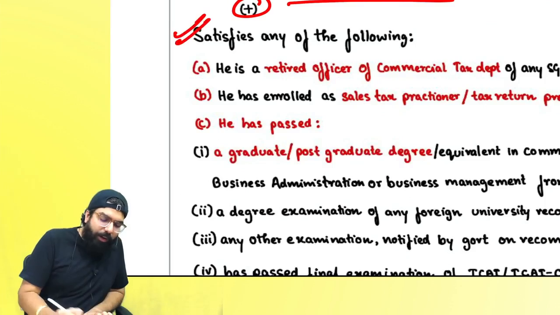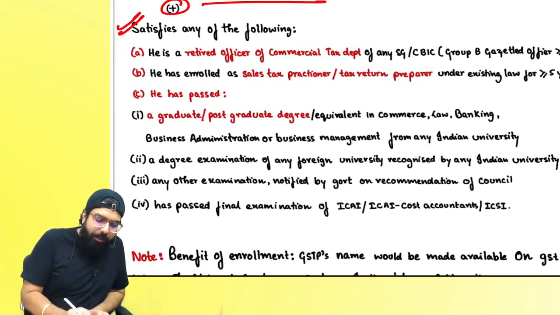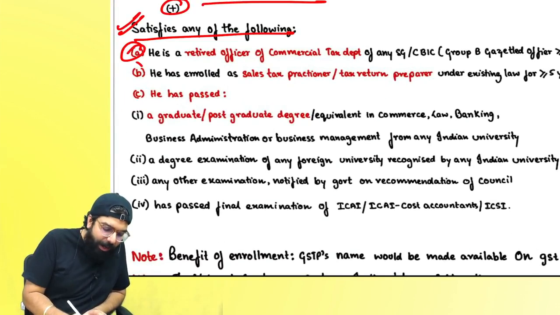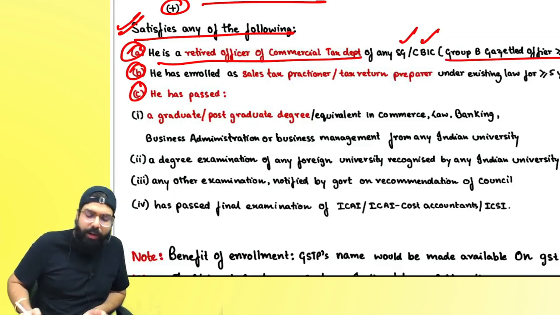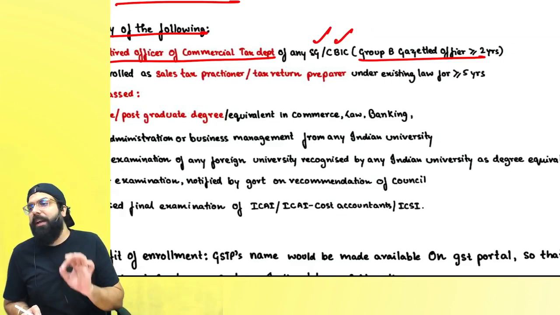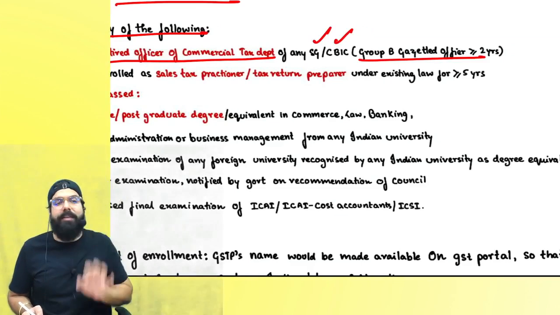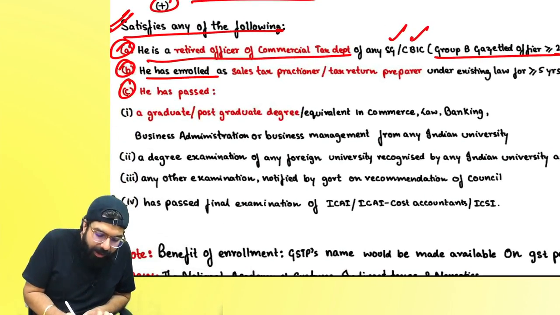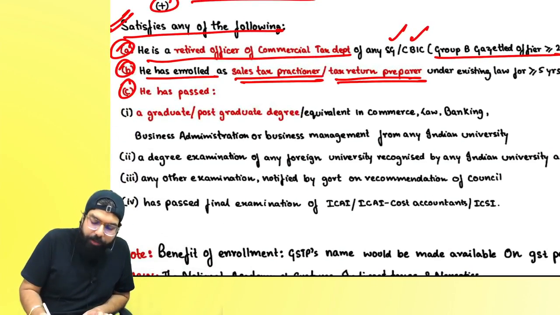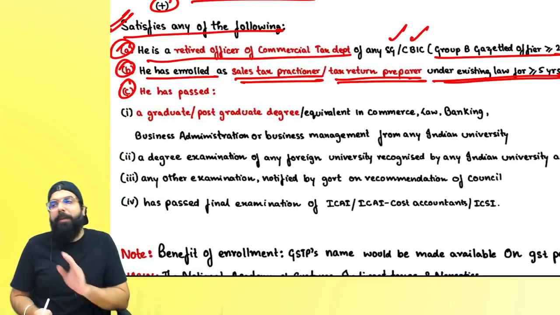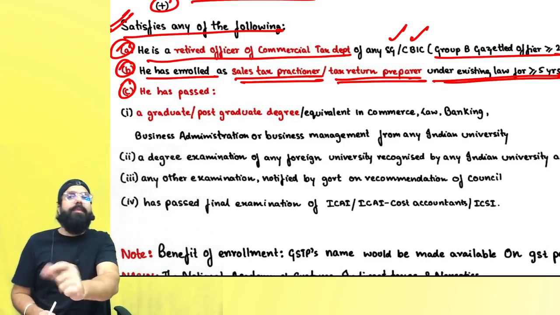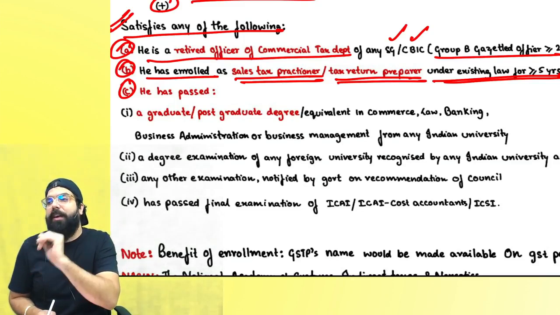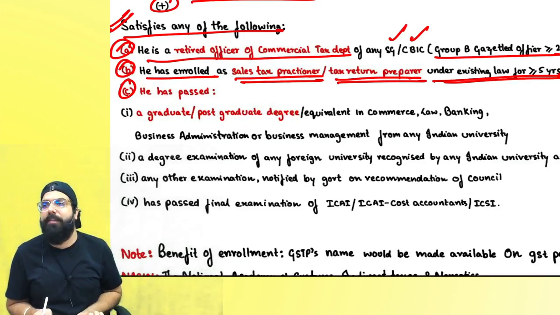Then it is educational or experience which he is required. Sir, if he satisfies any one of the following, A, B or C. A says if he is a retired commercial tax department officer under any state government or CBIC where he was working as a gazetted B officer for greater than equal to 2 years. Because of his experience, he can be a GST Practitioner, or he has enrolled as a sales tax practitioner or tax return preparer under any existing law. Means the earlier law he was a tax return preparer for greater than equal to 5 years. Because of his qualification, he will be allowed to practice as a GST Practitioner.